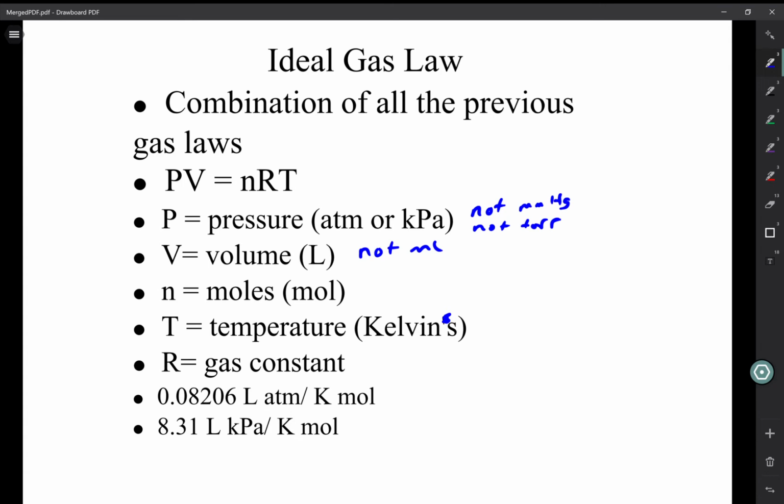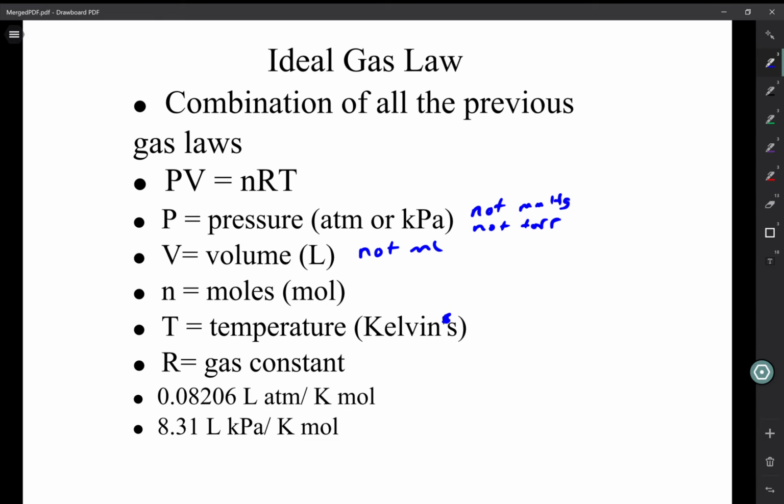Now the R. R is the gas constant. It's called the ideal gas law constant. You have two values for the ideal gas law constant. First one is 0.08206 liters times atmospheres over kelvins times moles. The other option for the gas constant is 8.31 liters times kPa divided by kelvin moles.